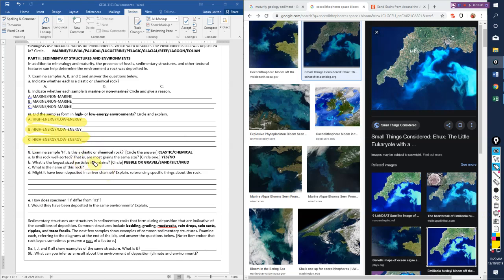The next one was sample H, and this is a very characteristic rock. Most of you identified it correctly. This portion here, though, people didn't do great on. And this is the portion asking about environments. So these ones were gravel, absolutely, and it was rounded.